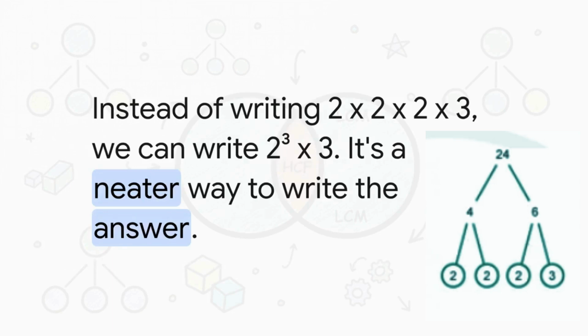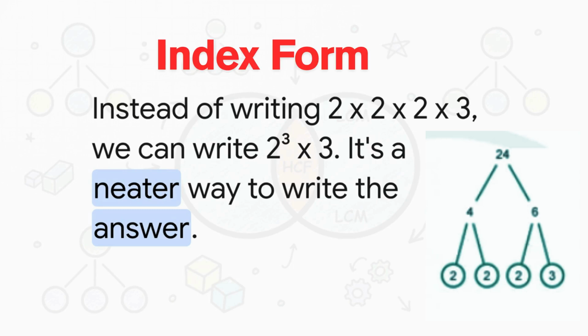Now, writing out 2 times 2 times 2 times 3, it can get a little long, right? Well, mathematicians have a really cool shortcut for this. It's called index form. Instead of writing out all the 2's, we can just write 2 with a little 3 up top, and we say that as 2 to the power of 3. It's just a much cleaner, neater way to write down our answer.